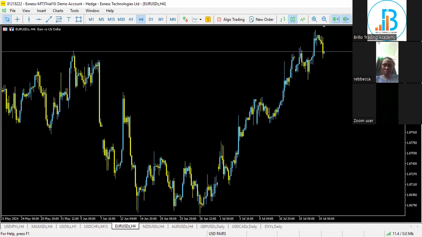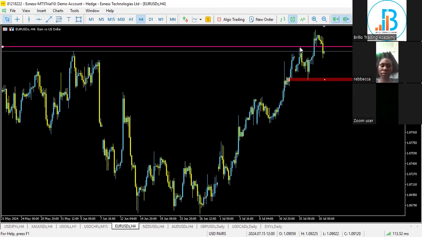Now, the next thing I need to do is to mark my key levels. Like I told you guys, for an uptrend, you have to pay attention to the current higher low, which is this, and you also pay attention to the previous higher high. The one in pink is the previous higher high, and the one in brown is the current higher low. So these are my two areas.